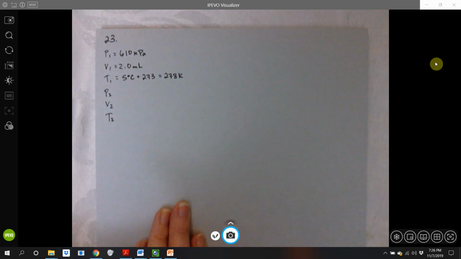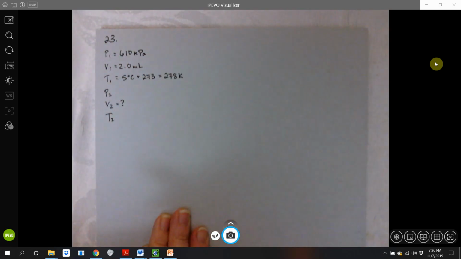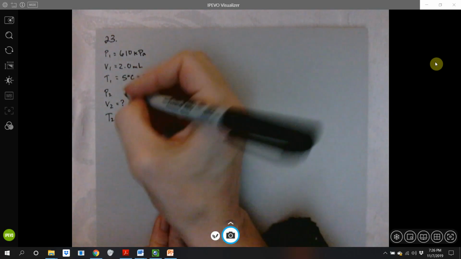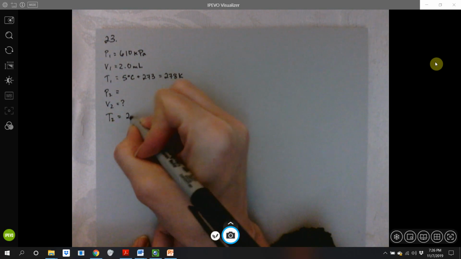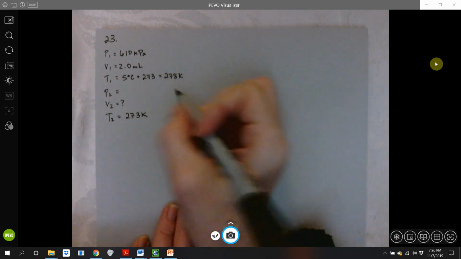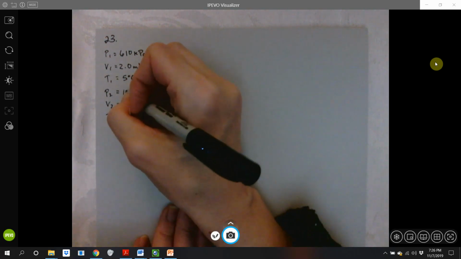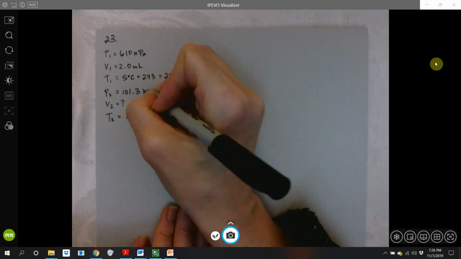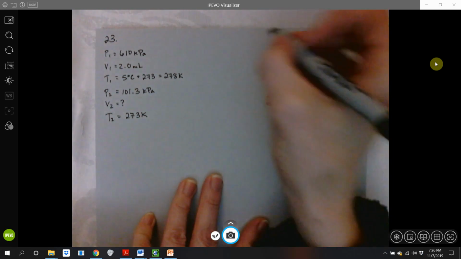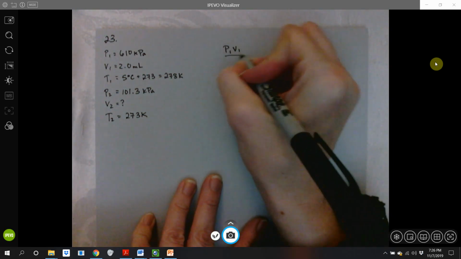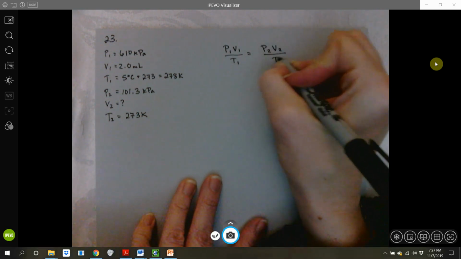Let's look. It says, what is the volume? So we're looking at V2. What is the volume of the gas bubble when it reaches the surface at standard temperature and pressure? So standard temperature is 273 Kelvin. Standard pressure in kilopascals is 101.3 kilopascals. There it is. So let's write out our combined gas law. P1 V1 over T1 equals P2 V2 over T2.